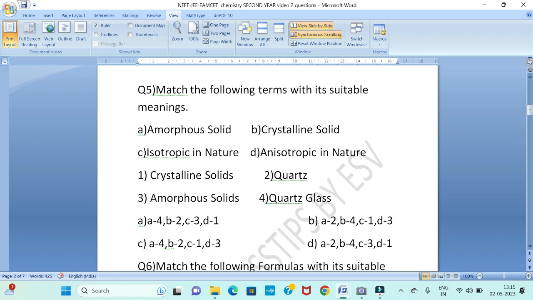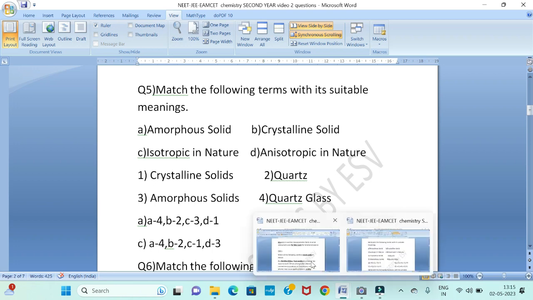Once again, amorphous solid is what? Quartz glass. Amorphous solid is quartz glass. Crystalline solid is quartz. Next, third one, isotropic in nature, amorphous solids, C3. Next, anisotropic in nature, D1, crystalline solids. We'll see the easy tips and techniques.